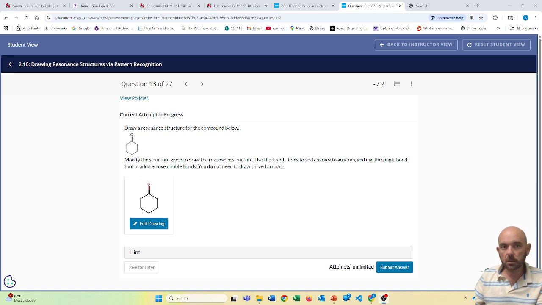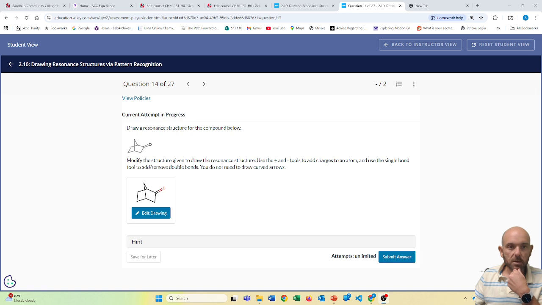Again, pi bond between atoms of differing electronegativity. Make sure you end up with a positive formal charge atom and a negative formal charge atom when you are done. Same concept applies here, pi bond between atoms of differing electronegativity. Make sure you end up with a positive atom and a negative atom with formal charges when you are done.